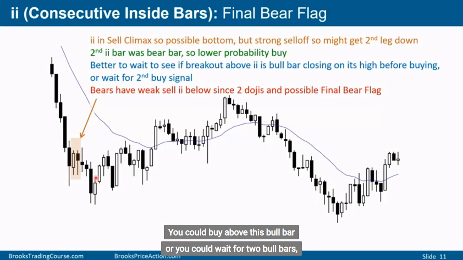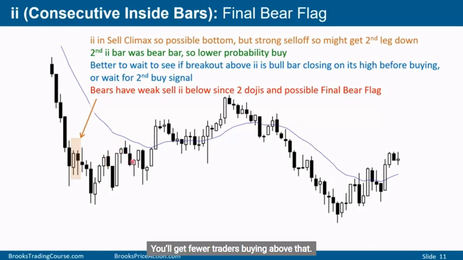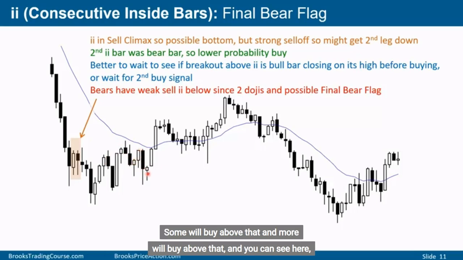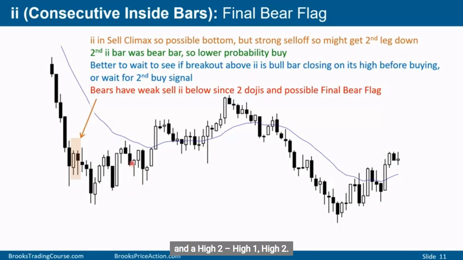You could buy above this bull bar, or you could wait for two bull bars, especially a bull bar closing at or near its high, and buy above that, above that, above that. Here, a little doji after two bear bars and two legs up. You'll get fewer traders buying above that. Some will buy above that, and more will buy above that. And you can see here, it's a high two and a higher low. So low, higher low, higher low. A higher low double bottom, major trend reversal, and a high two, high one, high two.